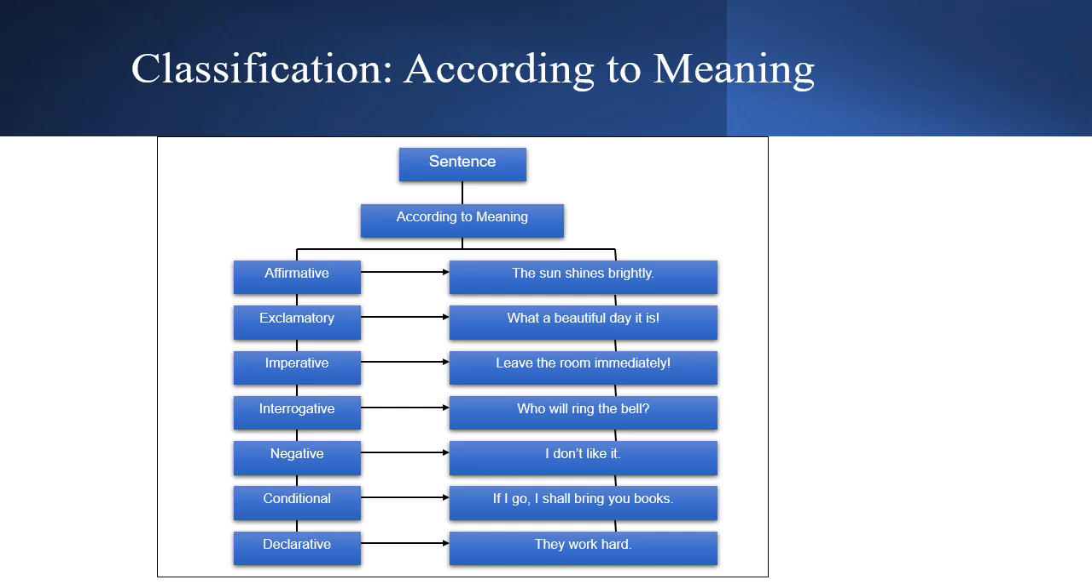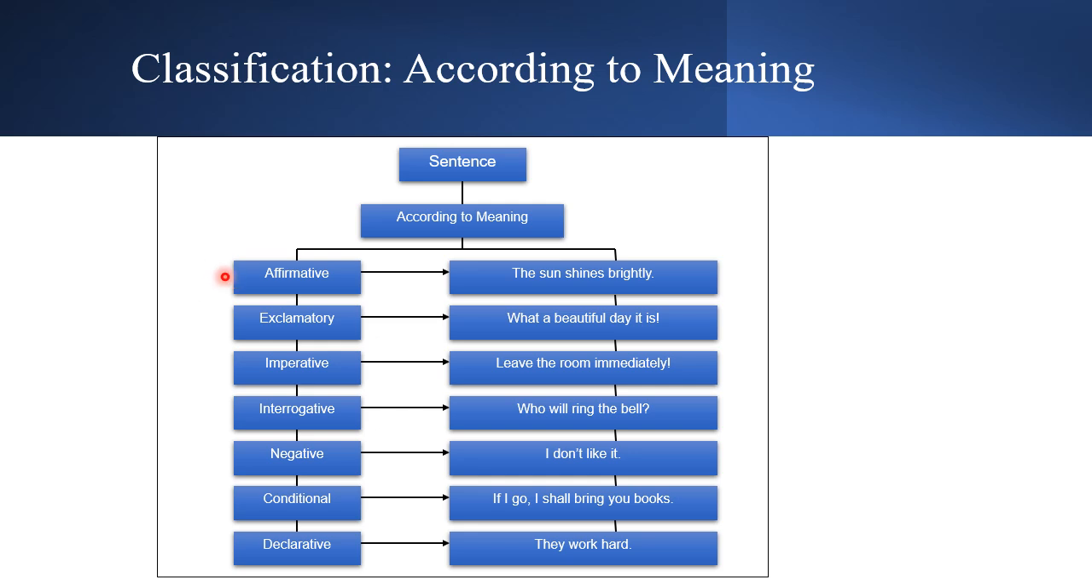So on this side you have different classifications, and on that side you have the examples of these different types of sentences. So first of all, we have affirmative sentence.